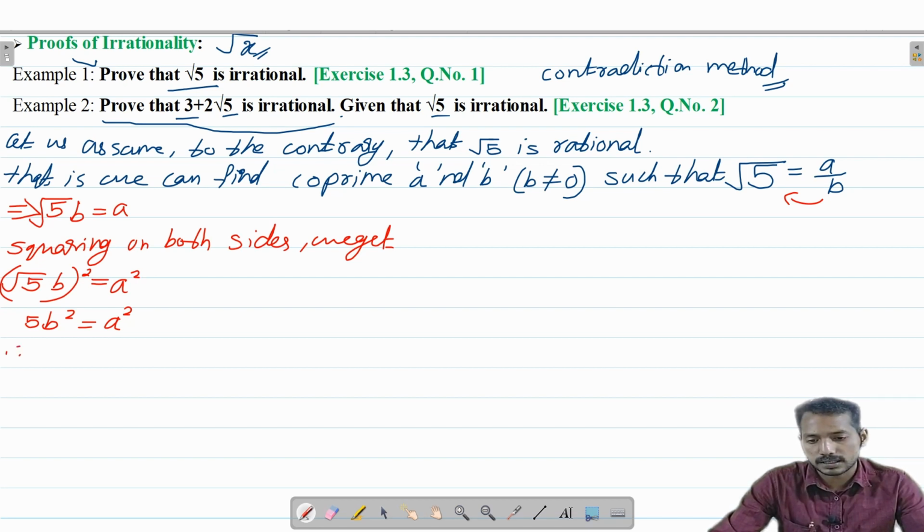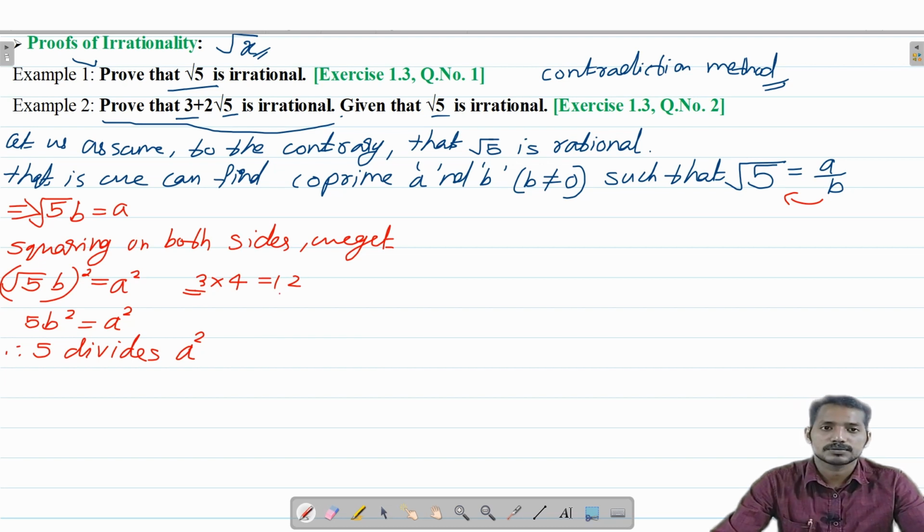So therefore we can say that 5 divides A square. For example, you write 3 into 4 is equal to 12. What is the meaning of that? 3 divides 12. Similarly, 5 into B square is equal to A square, therefore we can say that 5 divides A square. Clear?